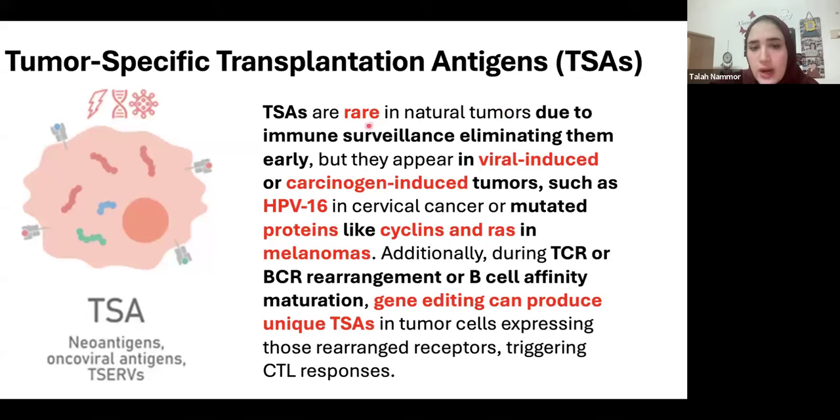And they're very rare. Why? Because usually the immune surveillance eliminates these. So when we say tumor-specific antigens, think of viral-induced or carcinogen-induced tumors. You know, guys, what carcinogens are.